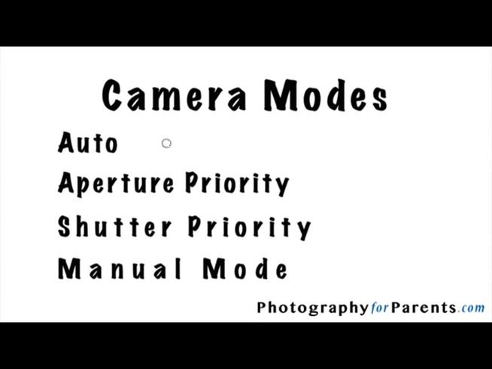Auto, I really just want to mention because we want to try to avoid using auto. If you haven't already read our blog post on the basics of camera and photography settings, check it out because we discuss ISO, aperture, and shutter speed and how they relate to each other. You want to have a good understanding of these so that you can take better photographs.